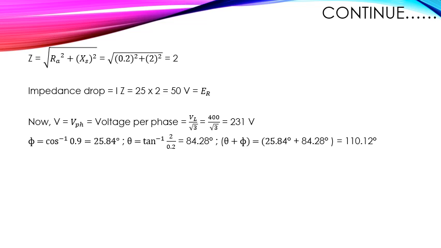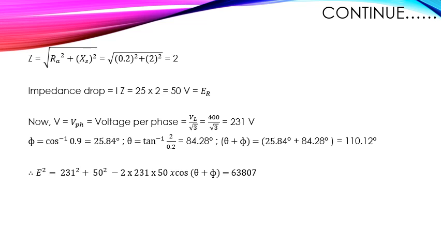Then according to the given power factor of 0.9, we can calculate the phase angle by taking the cos inverse of 0.9, so it is 25.84 degrees. Then by taking the ratio of Xs and Ra, and then the tan inverse of that, we can find theta, that is theta is equal to tan inverse of Xs by Ra. Xs is 2, Ra is 0.2, so theta is 84.28, and then the angle theta plus phi is 110.12 degrees.